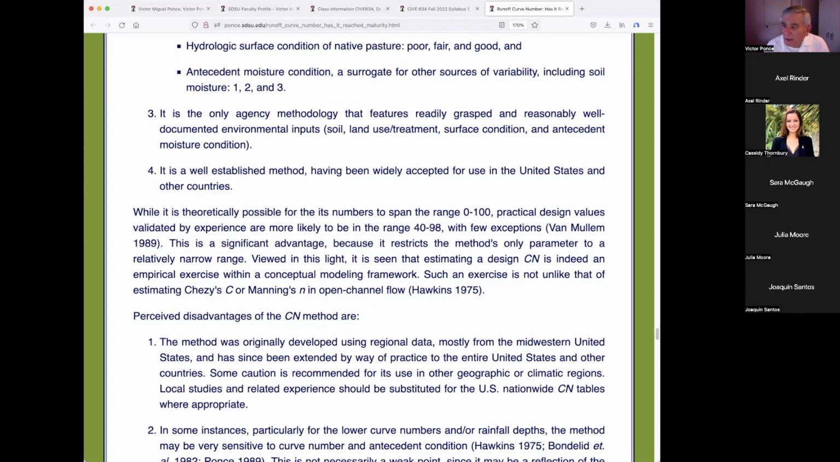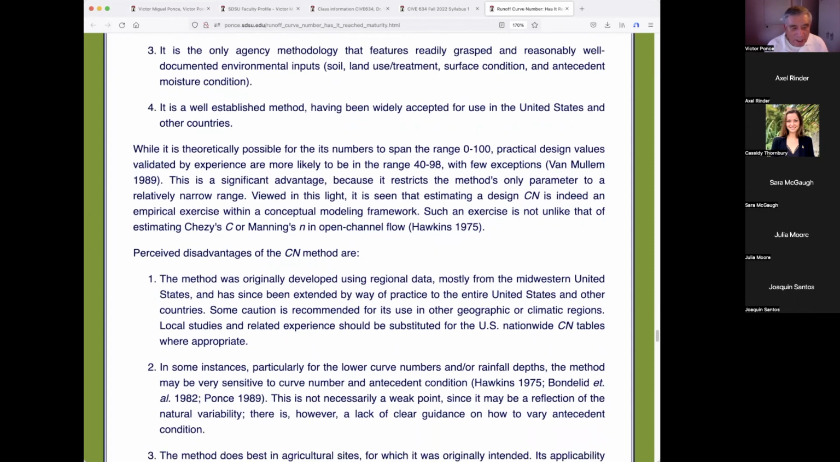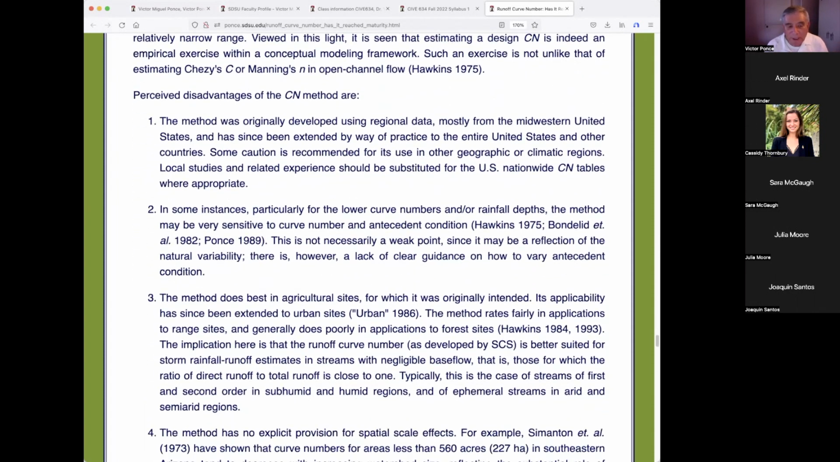There's literature developed on the curve number everywhere, by the way. I was recently working with some people in Brazil who were developing curve numbers for Brazilian applications. We actually had a meeting on that with their faculty members. They wanted to know what I thought about it. So that's interesting. Okay, what are the disadvantages of the method?